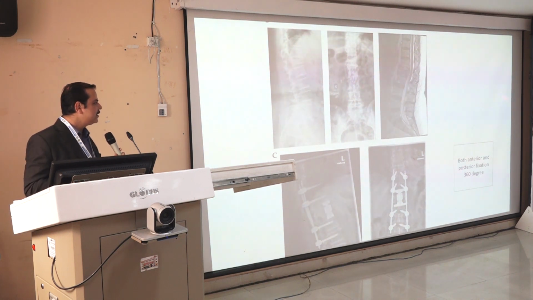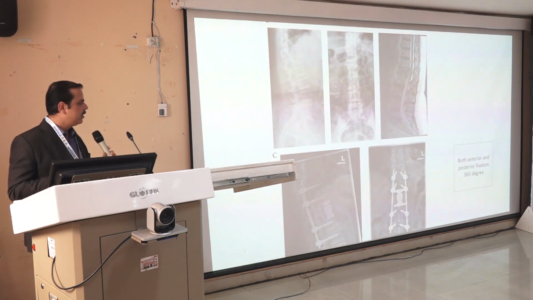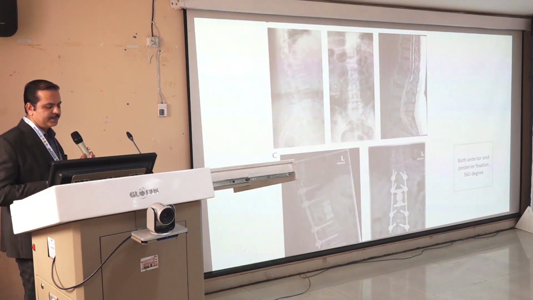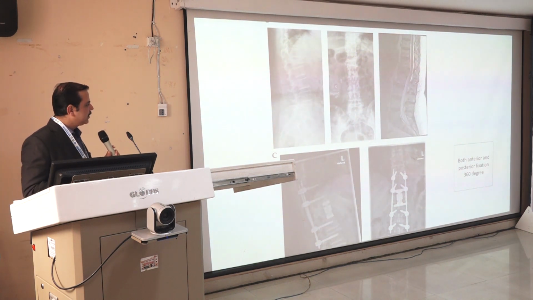Anyway, it is already written that it is a 360 fixation of the spine, in which first anterior stabilization was done, the vertebral body was taken out, and a cage was put there, and it was followed by posterior fixation in the pedicles and rods. So we can get a picture like this.